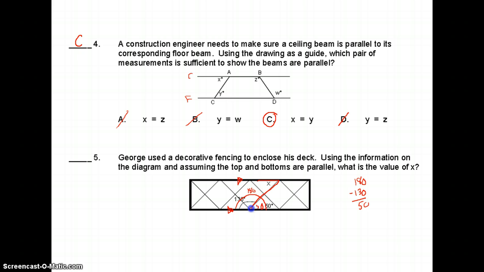We have a transversal going through here. These would be alternate interior angles, so our answer would be 50 degrees. Number 6.